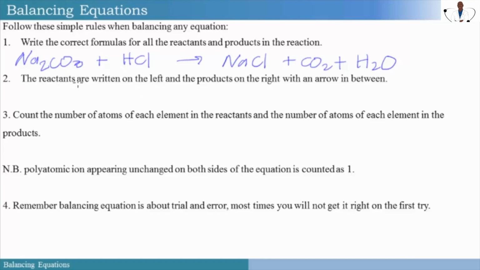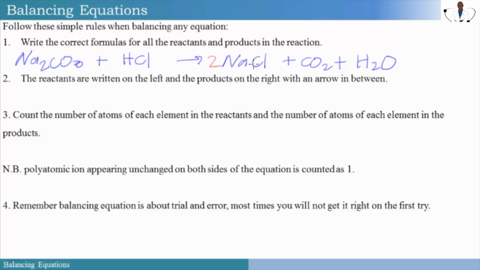Step 2, the reactants are written on the left and the products are written on the right of the arrow. We are now going to count the number of atoms of each element in the reactants and in the products. So we'll start by looking at the right of the equation. Here we have 1 sodium atom, but over here on the left we have 2. So to ensure that that is balanced, we will put 2 here. Now I have 2 sodium atoms here and 2 on the left.